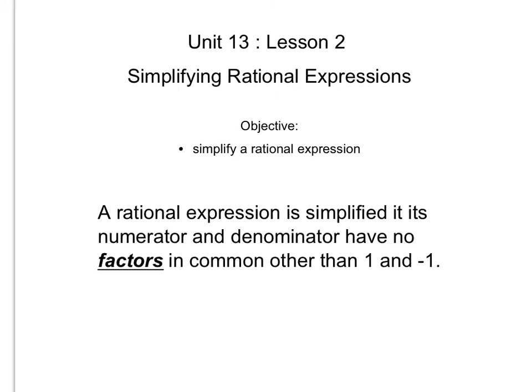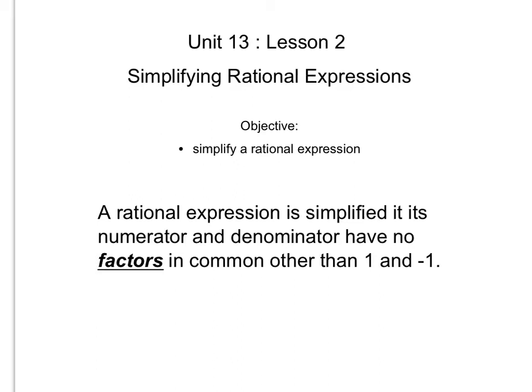This is Unit 13, Lesson 2. We are simplifying rational expressions, and your objective is right here. Now, we need to know what this means. A rational expression is simplified if its numerator and denominator have no factors in common other than 1 and -1.